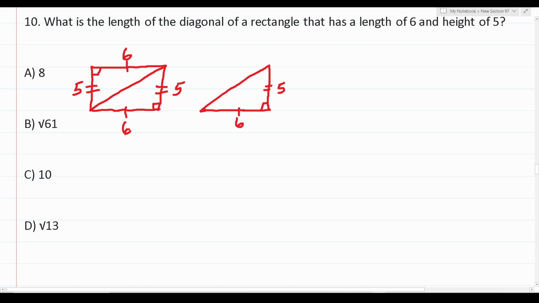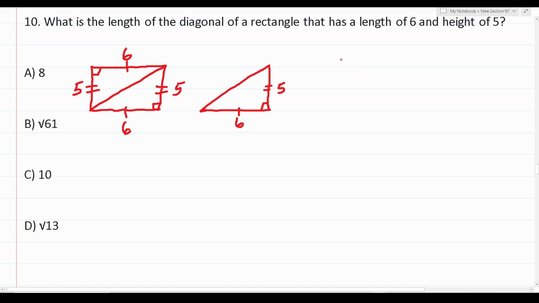Now, here's where some critical thinking comes into play. Our hypotenuse here is the same length as the length of this diagonal. So in other words, if I figure out what this hypotenuse is, I'll know the length of the diagonal of our rectangle. Well, how do we find the hypotenuse of a right triangle?